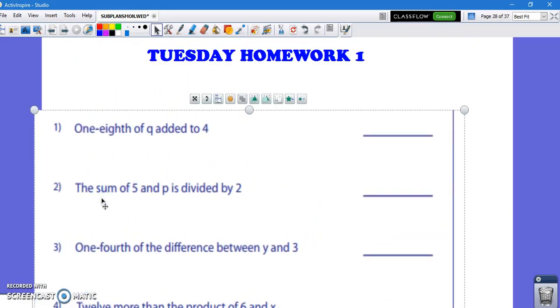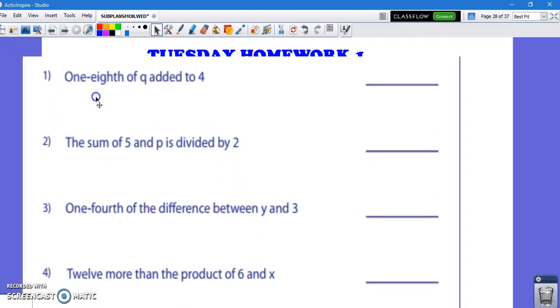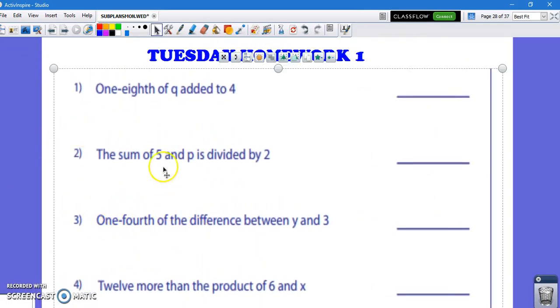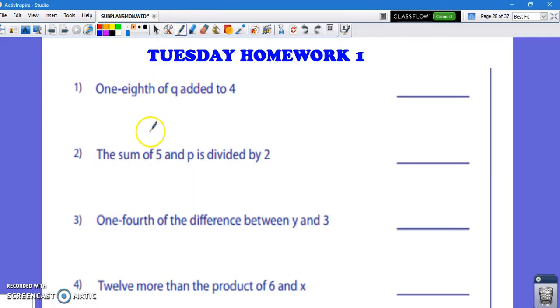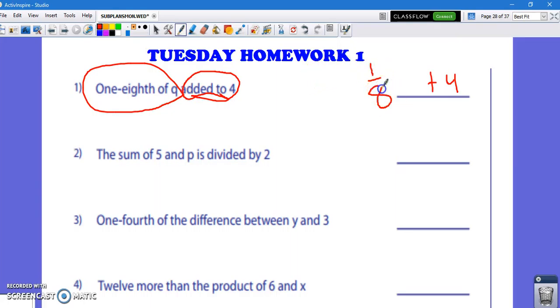And so with these, they're not inequalities anymore. So they're just statements because you don't have an equal or inequality sign. So we're writing what we see. We're writing what we hear. 1/8 of q added to 4. Added to means it's towards the end. So I have a plus 4. And what was the beginning part? 1/8 of q. So that's 1/8 q is added to 4.